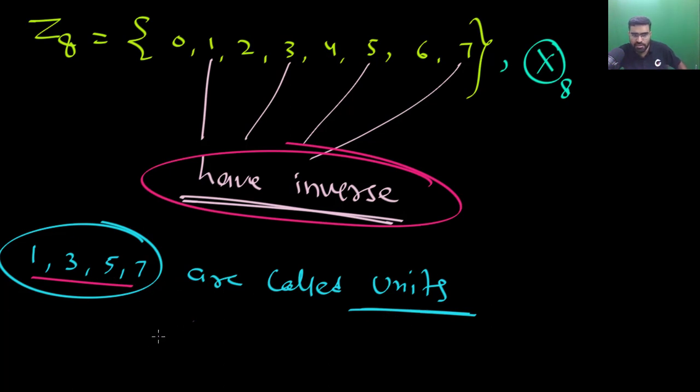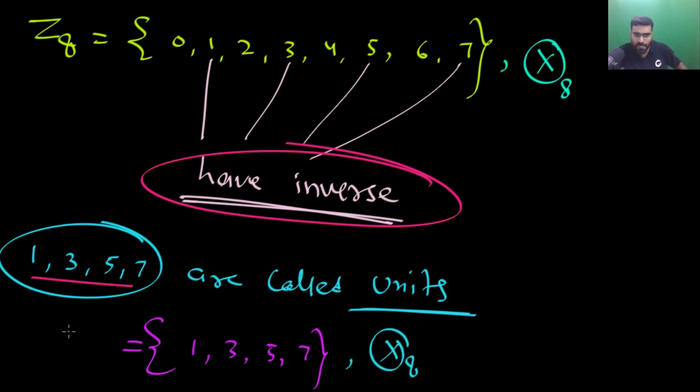Now if you collect these units, meaning 1, 3, 5, 7, these are the units, we call them units. So if you collect these units, that will be a group. Now this is going to be a group, and we denote it by U8.